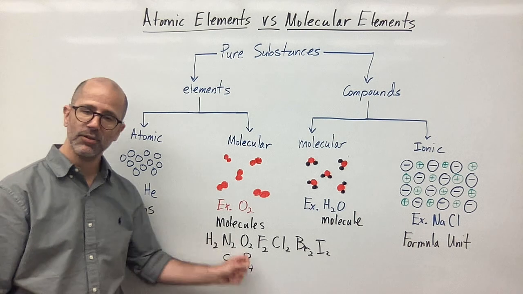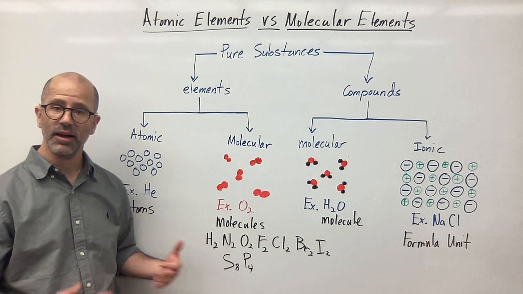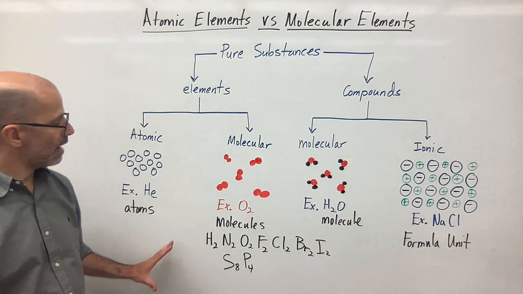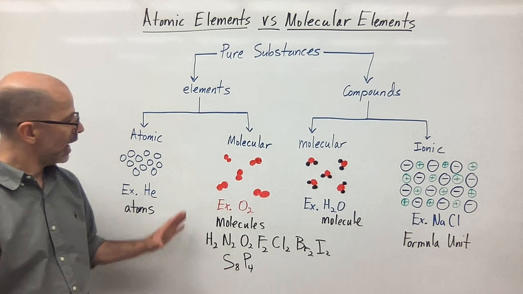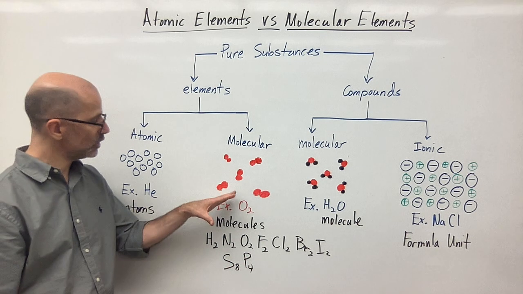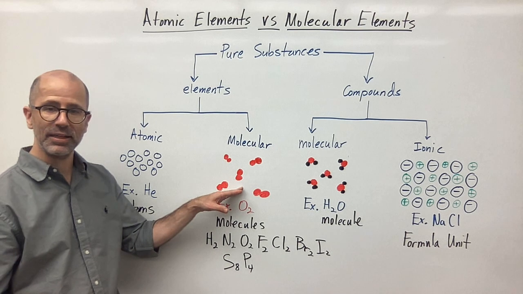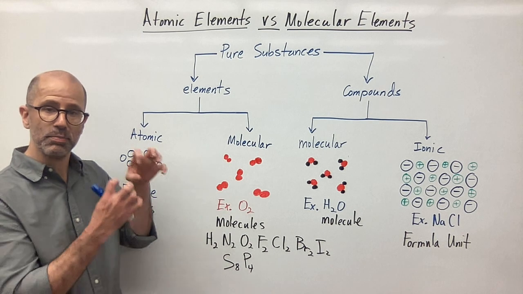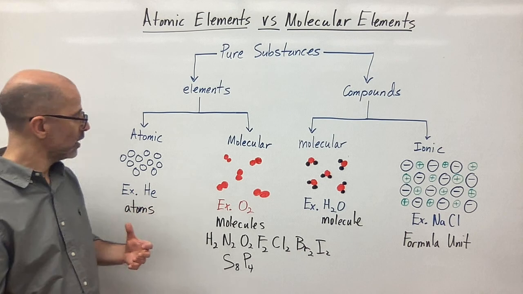I don't know how to add these together, so maybe you can come up with a mnemonic for sulfur and phosphorus. So here we have our molecular elements. Again, these are elements because you can't break this down into simpler substances. You just have oxygen here, but they're oxygen atoms bonded together, so they're molecules.